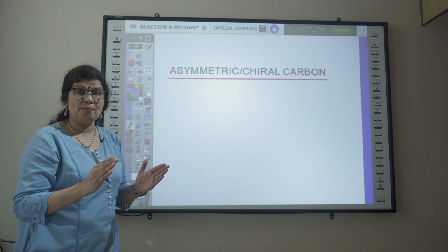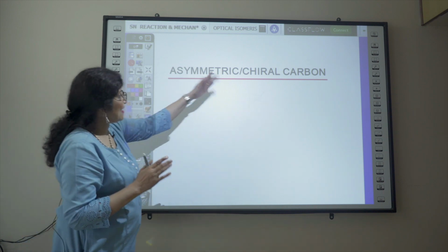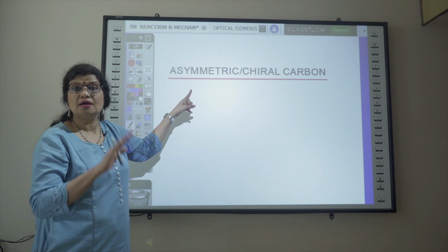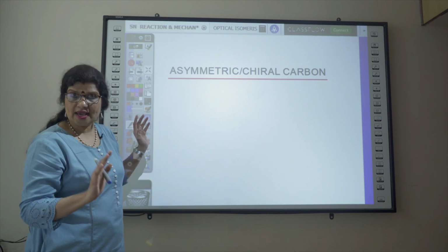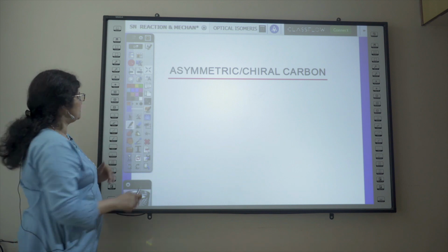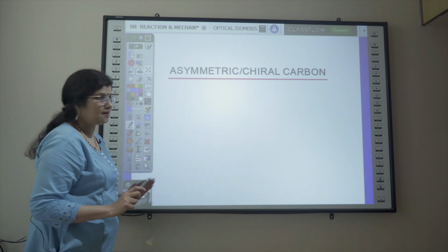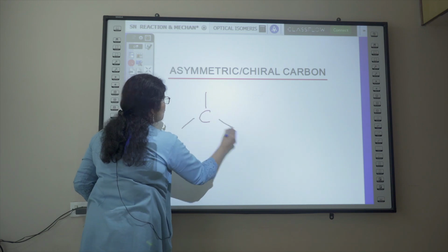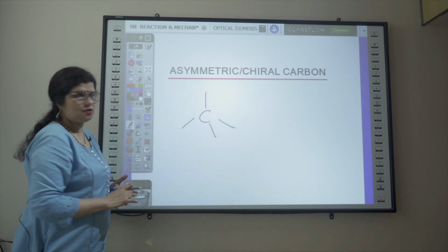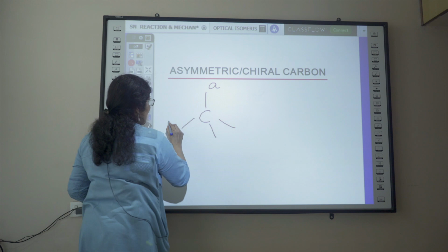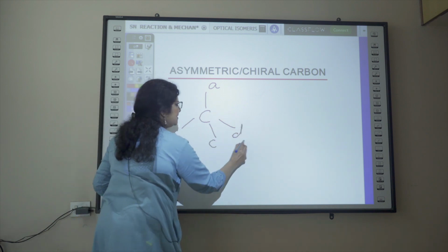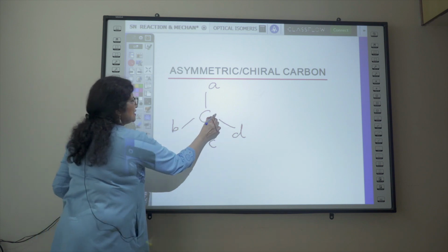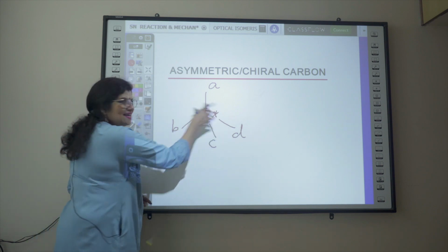Any compound with a chiral carbon or an asymmetric carbon will show chiral behavior. What do you mean by a chiral carbon or an asymmetric carbon? This is nothing but a carbon atom bonded to 4 different groups. In general, if I write A, B, C, D, this carbon atom is a chiral carbon, normally represented by an asterisk.